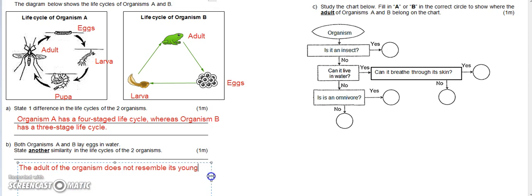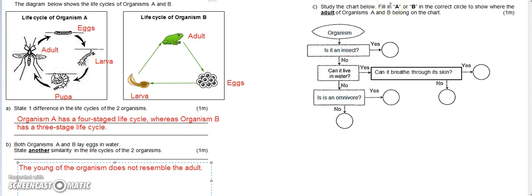Or you can also say the other way around, right? The young of the organism does not resemble its adult. Okay, so that's a similarity.